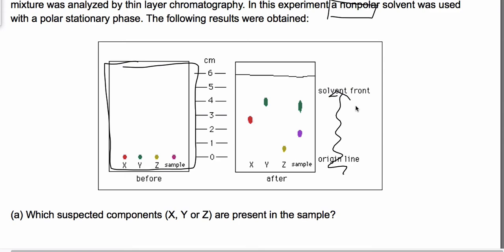If something's polar, it's going to go right by it. Not because it's not attracted to it, or you don't want to think about it that way. What you want to think about is that the actual polar substance is more attracted to itself.